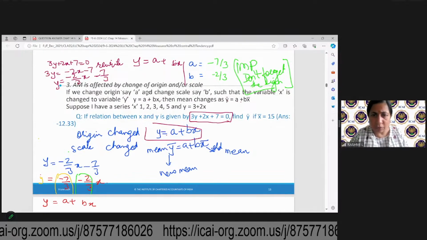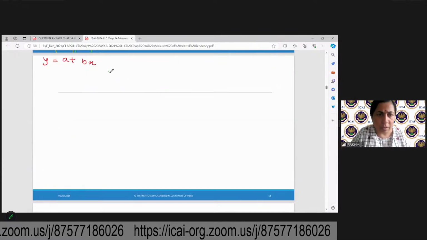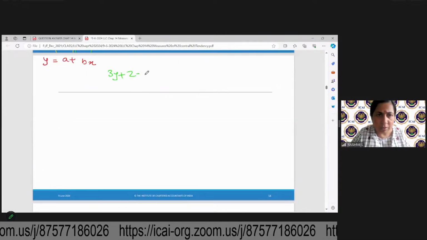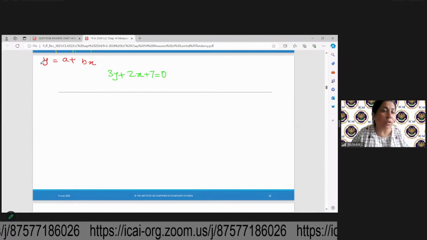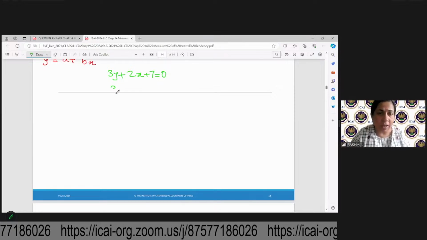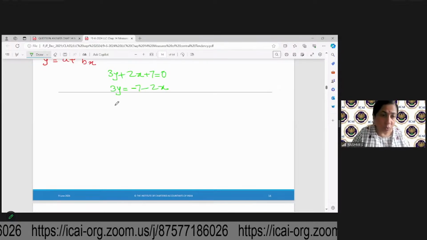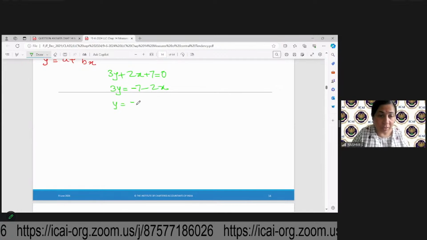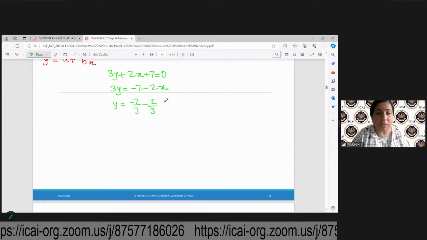Okay, we now have to find the value also. 3y plus 2x plus 7 is equal to 0. So what did I do? I wanted to rewrite it like this. So I have 3y is equal to minus 7 minus 2x. So y will be equal to minus 7 upon 3 minus 2 upon 3 into x.